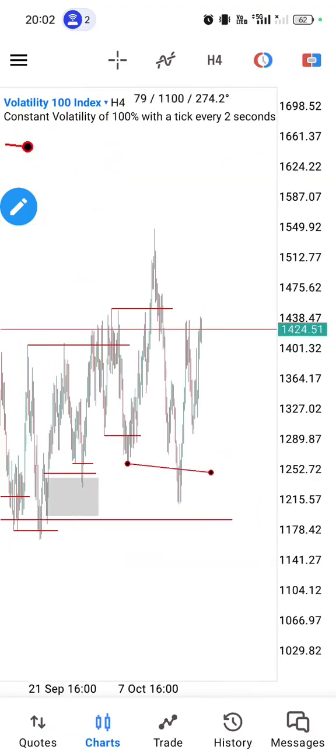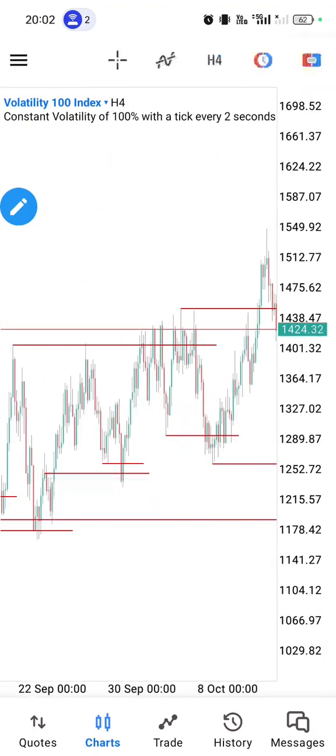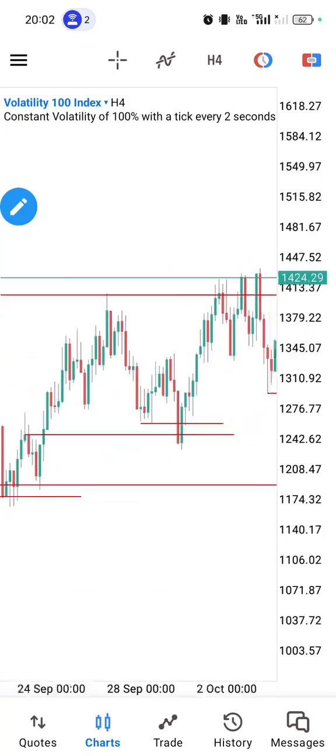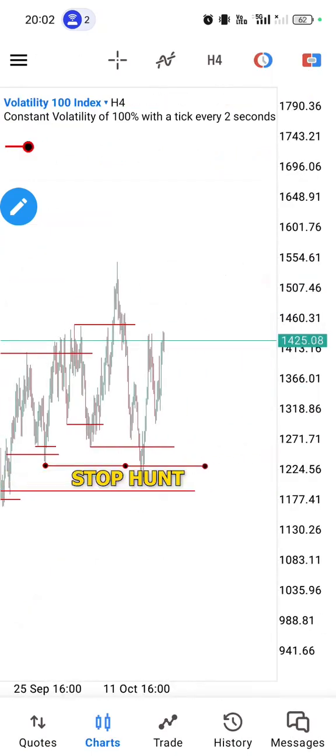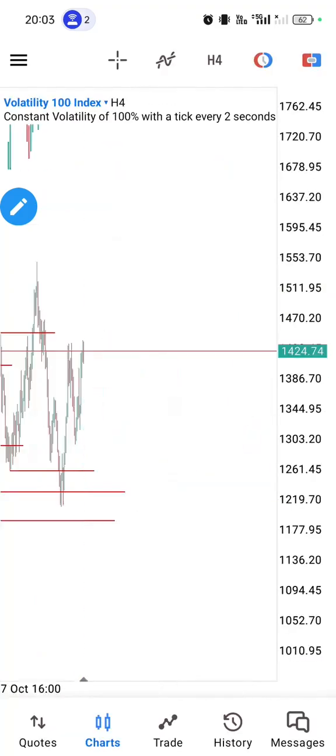Now this stop hunt looks more like a break of structure, so I consider it a break of structure below. As you can see, it really dipped in low, and later on you can see that it created sort of a stop hunt. It didn't stay too long below that low, it just grabbed liquidity and then shot up.